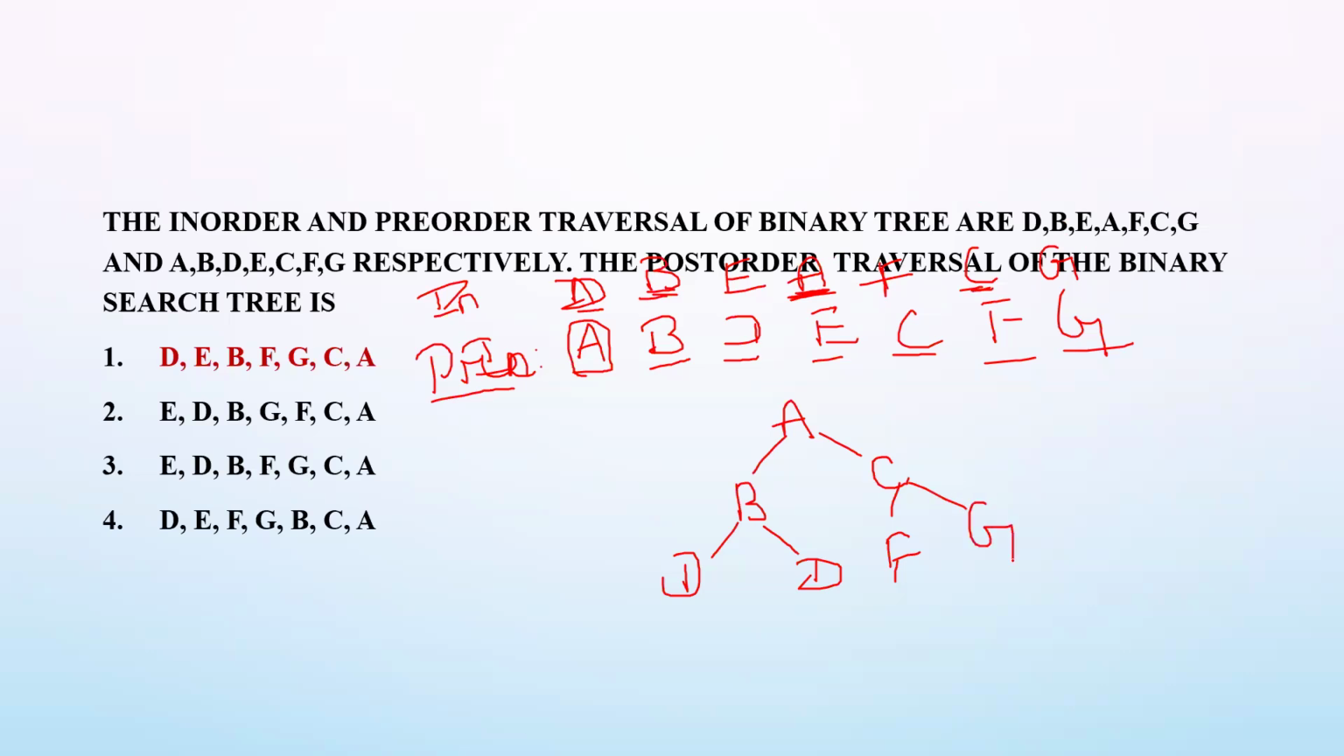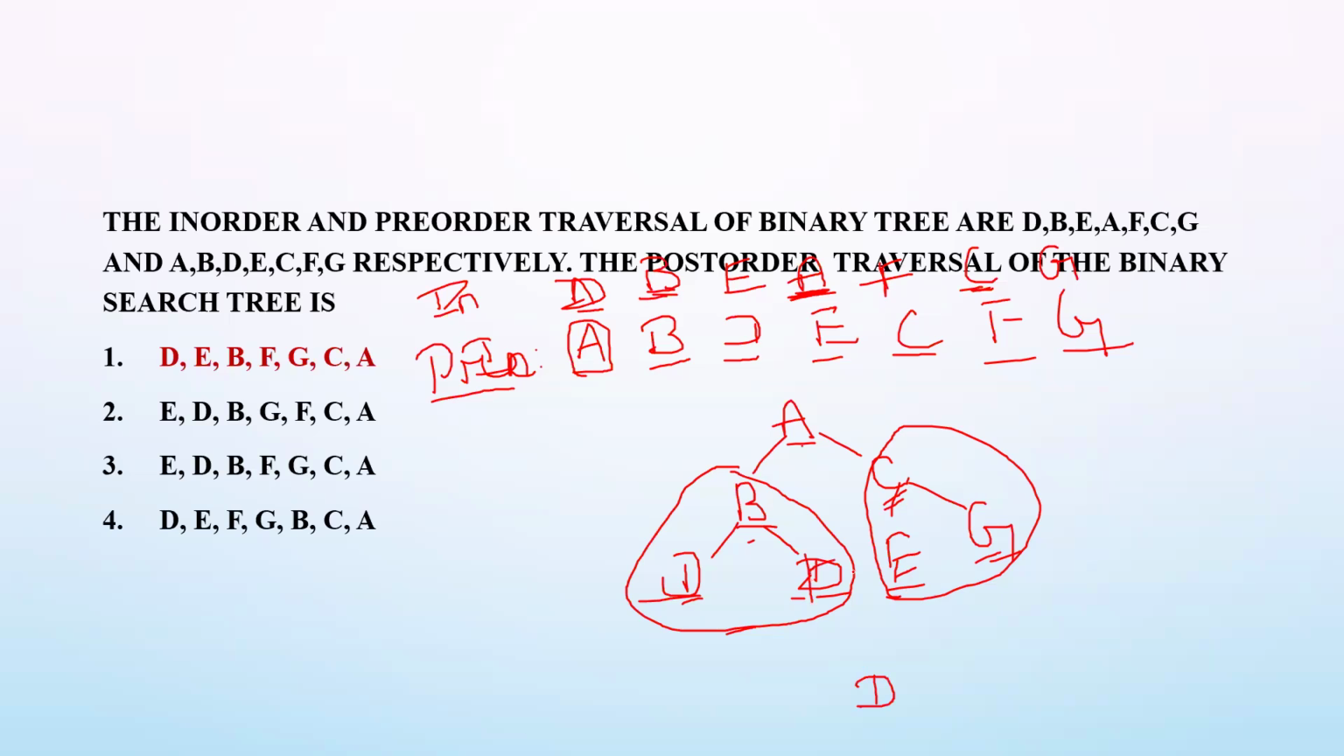Now from this we have to make the post order. Post order is left, right, root. So if we take this one first, we make left, right, root. After the left, we move to this one, and here also we see left, right, root order. Next one, root. So what is the answer here? D, E, B, and F, G, C, A. So this is our answer.